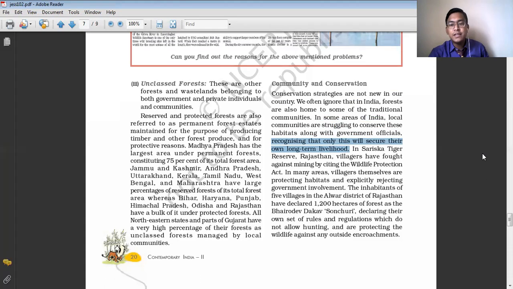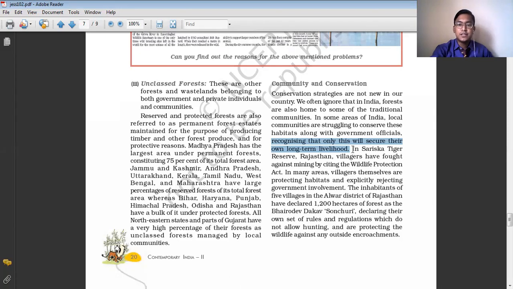So why are they helping the government? Why have they come forward to protect the forest and wildlife resources? Because they know that if the forest and wildlife resources are conserved, it will help them continue their long-term livelihood. If the forest and wildlife resources are depleted, it will be difficult for these people to earn their livelihood, because their entire livelihood depends upon the forest and its reserves.